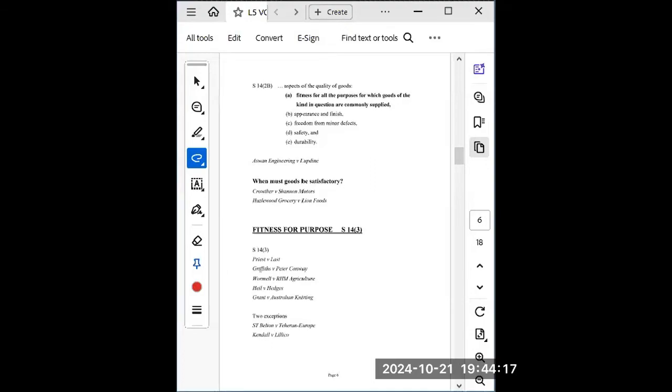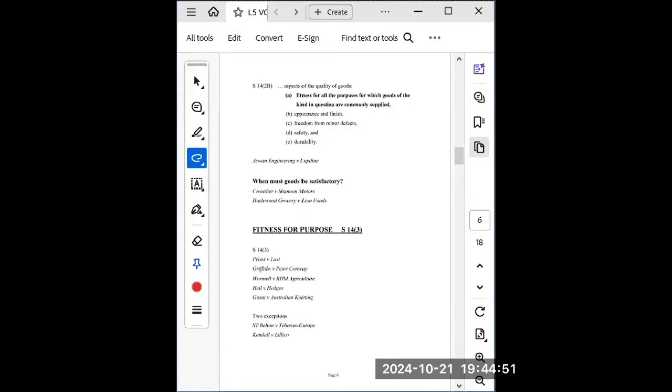So you see, you don't need to go and tell the shopkeeper, oh, I'm buying a hot water bottle because when I get home, I'm going to put hot water into it and I'm going to cuddle it to keep warm. No, Priest against Last is saying, where the description of the goods, hot water bottle, points to one purpose only, then you have impliedly made it known to the seller why you wanted those goods.